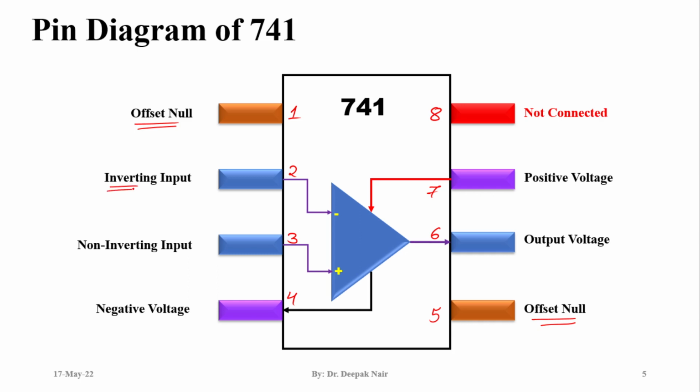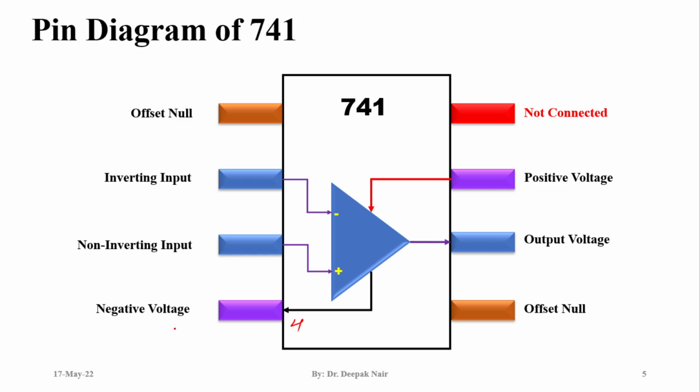Pin number 2 is known as inverting input. So we will be providing input from pin number 2, but it is known as inverting input. Pin number 3 is another input and we call it non-inverting input. So the term differential input is actually generated from here. Differential means the op-amp takes the difference of the two inputs and then generates an output. Therefore it is differential input. So there are two inputs in an op-amp.